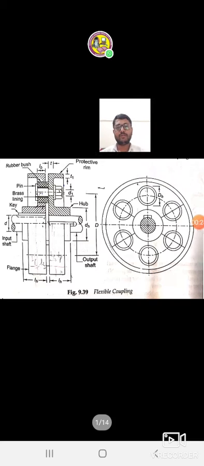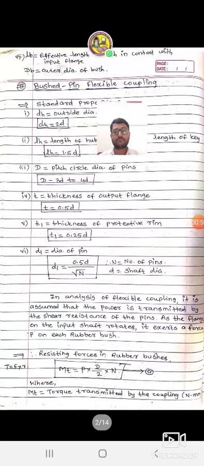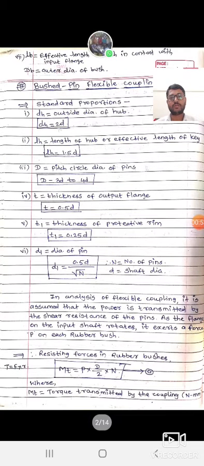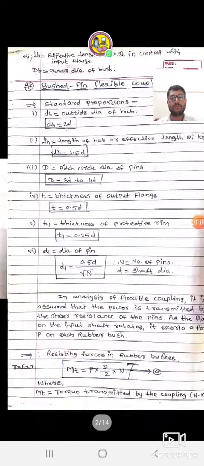Students, this is nothing but the layout of the flexible coupling. Here the diameter dh, small dh, is the diameter of the hub. The upper portion in the diagram is the hub and the lower portion is the flange. The first important parameter is the outside diameter of the hub, and its standard proportion is 2 times the diameter of the shaft. This small d is the diameter of the shaft.